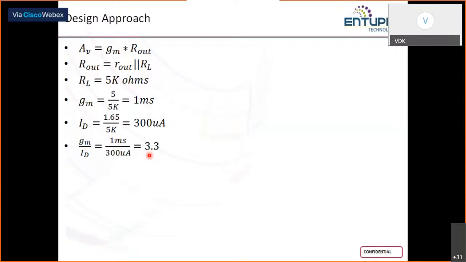Now we have a couple of references. gm required minimum is 1 millisiemens. gm/ID minimum I require is 3.3. So now we go ahead and characterize the devices for 3 different values of length.